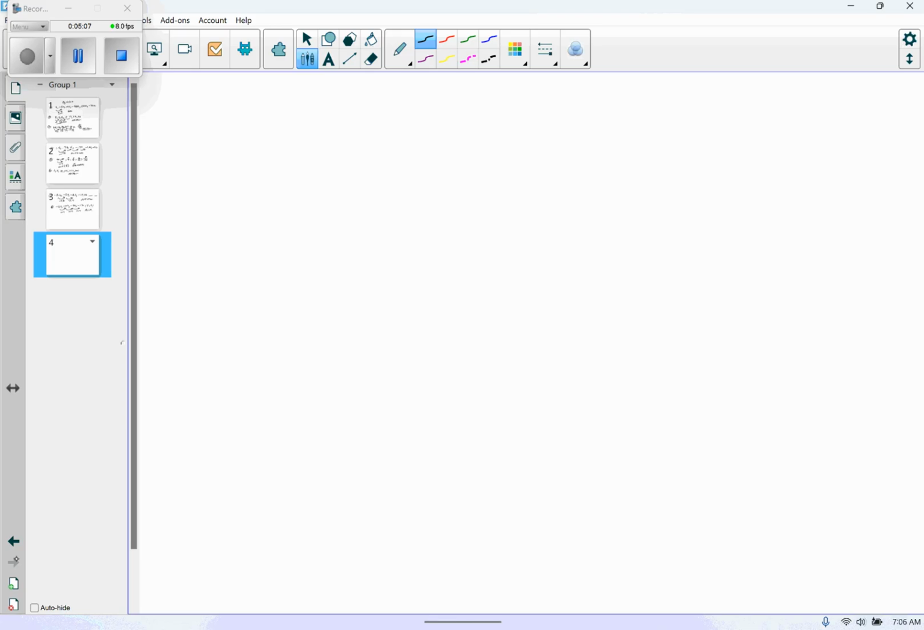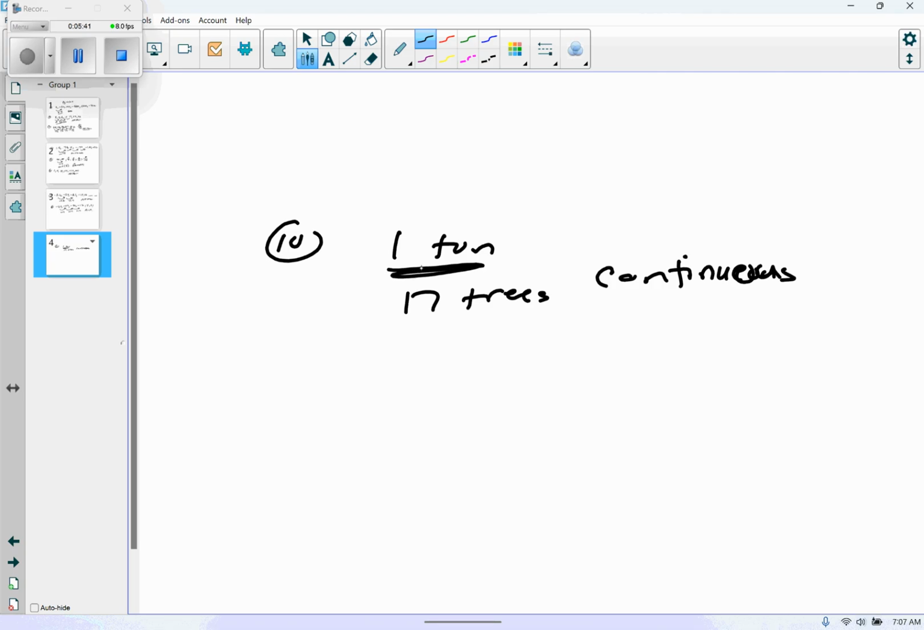Number 10 says for every ton of paper recycled, 17 trees are saved. You want to identify whether the following statement represents discrete or continuous. Okay, so every ton, so 1 ton, it's 2,000 pounds, 17 trees saved. Well, I would say it has to be continuous because you could have a decimal amount of tons.